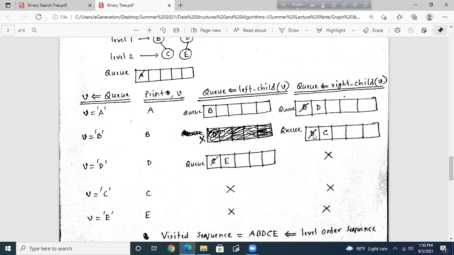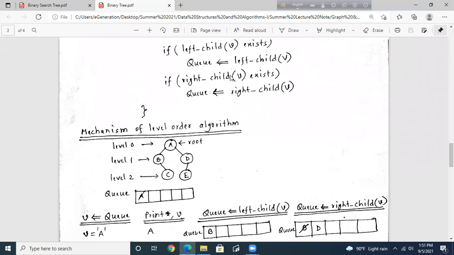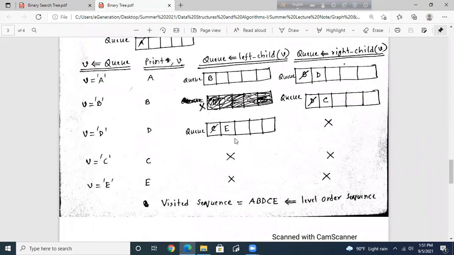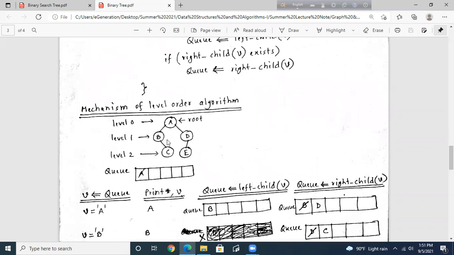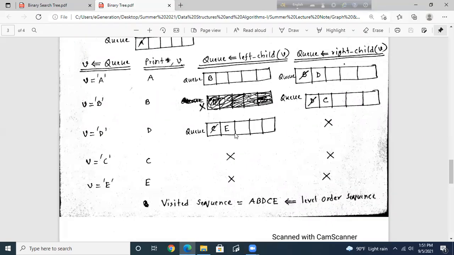Similarly, dear student, you have to remove D. So V equal to D. So print V. V means D. I have printed D. So left side of D, dear student, at first I have to check. According to the algorithm, left side of D I have to check. Here, left side of D is E. Previously, only C was available. So I have inserted E here, because left side of D is E. So I have to insert E into Q.